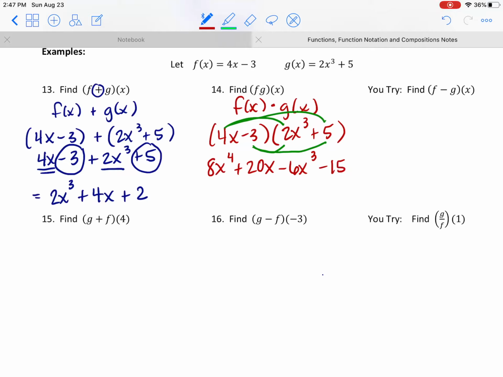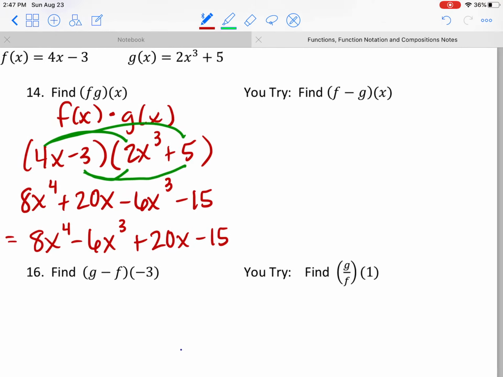And then I don't have any like terms to combine here. Those are all different variables and exponents, but I do want to make sure my answer is in order. So 8x to the 4th is fine, but that should be followed by negative 6x cubed, and then a positive 20x, and then minus 15. And that would be the final answer there.